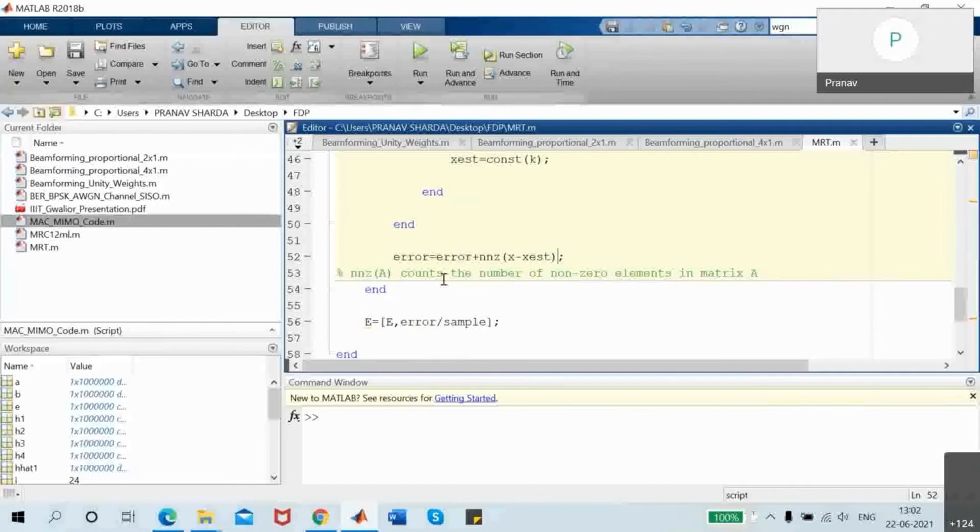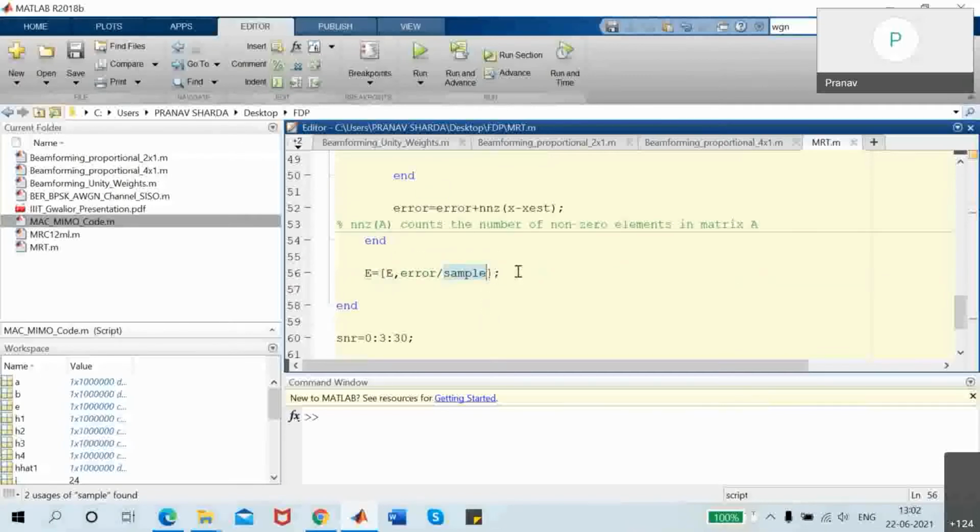So just counting the errors. Then this for loop ends, corresponding to the 10 raised to power 4 iterations. And then this is the average BER. Whatever errors you have counted, dividing it by the number of samples or bits, that is 10 raised to power 6, whatever we have considered here. So you get the average BER.